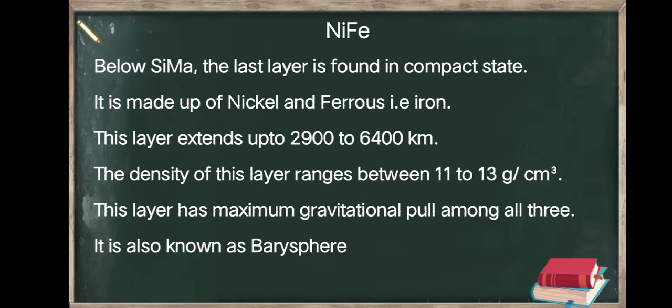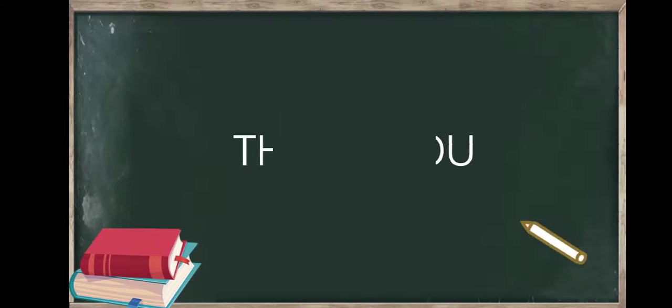Next is Nife. Nife, the last layer, is found in a compact state. It is made of nickel and ferrous, that is iron. This layer extends from 2900 to 6400 km. The density of this layer ranges between 5 to 13 gram per cubic centimeter. This layer has maximum gravitational pull among all three. It is also known as barysphere. Hope you have learned. Thank you.